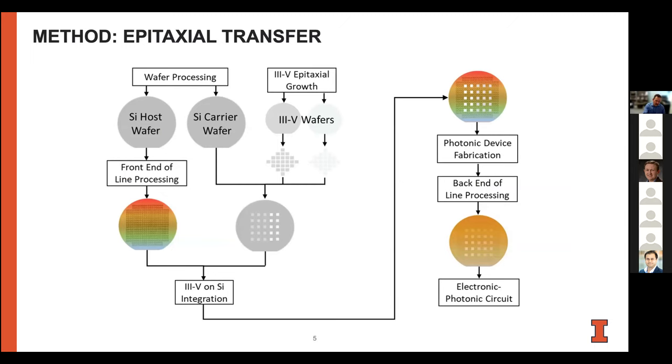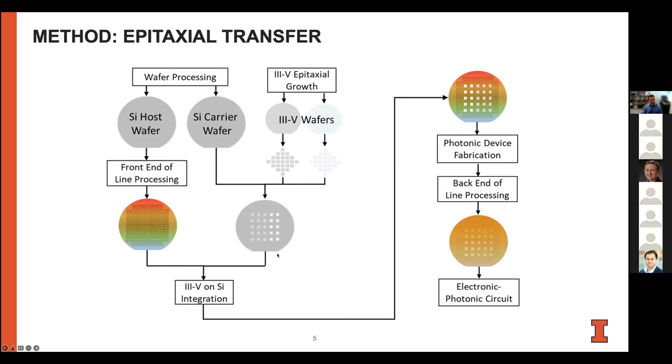The particular method that we've been working on here is a method that we call epitaxial transfer. This is shown in flowchart form here. What we're envisioning and have been working on is a process where we take our 3-5 wafers, which may have different epitaxial growths on them, perhaps some VCSEL wafers, some detector wafers. Those are diced into pieces and are mounted using a temporary bonding process epi-side down on a silicon carrier wafer.